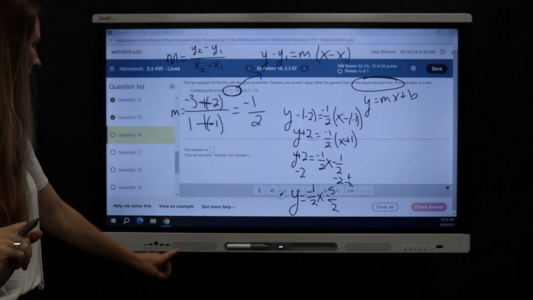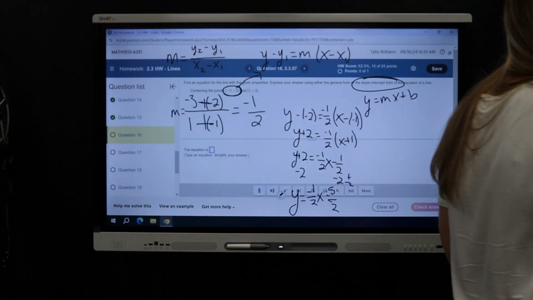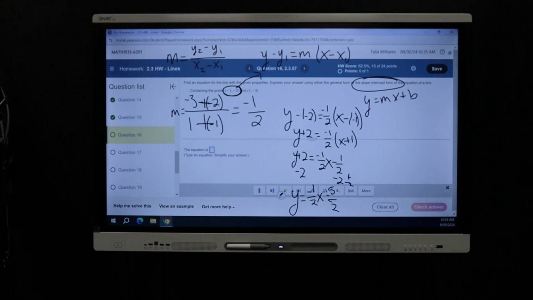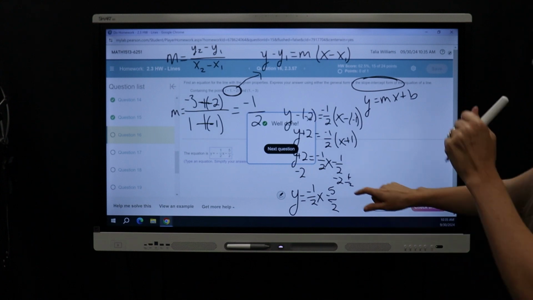Whew. When you get to the bottom of this board, everything moves this way. Okay, let's see. Y equals negative 1/2 x subtract 5/2. Be sure you click out of that denominator. Awesome.